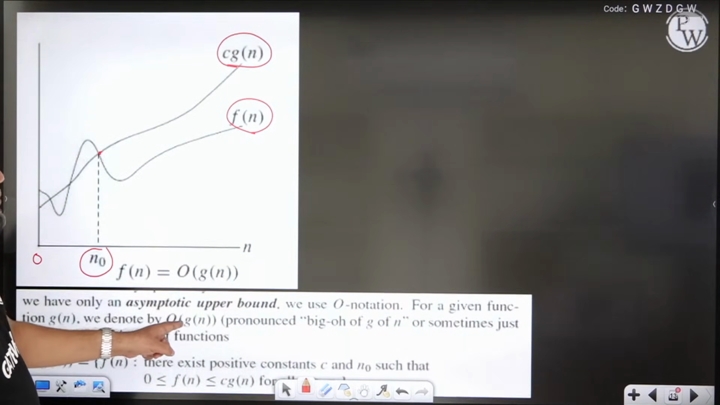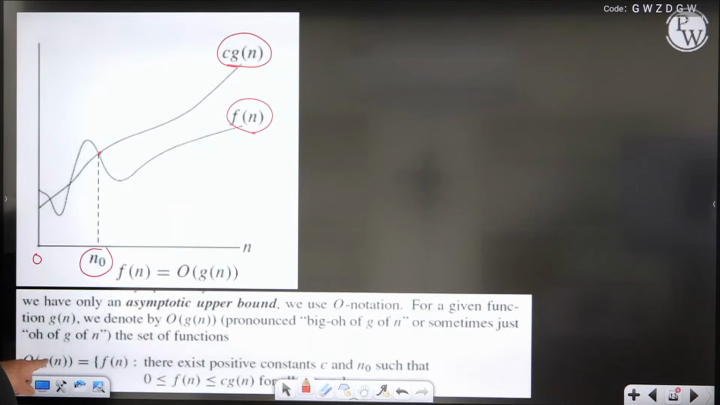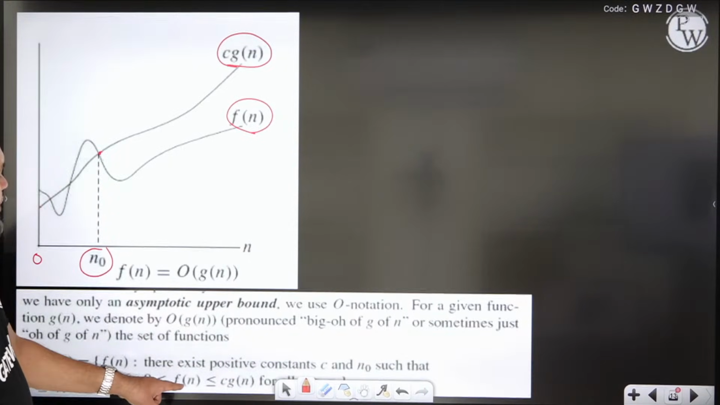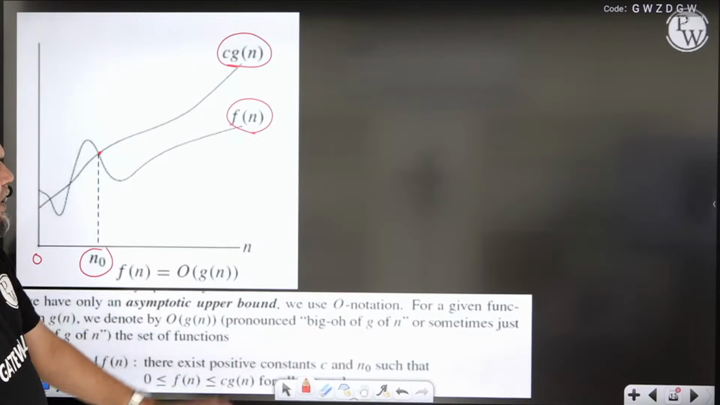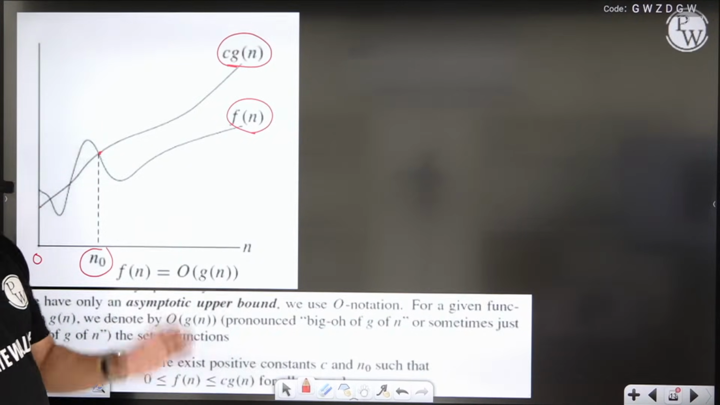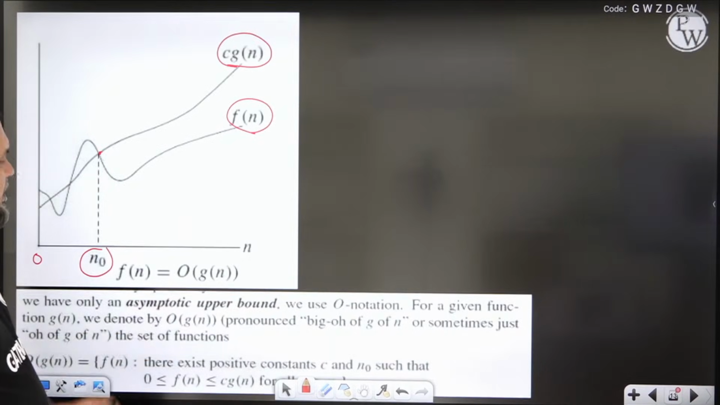और now upper bound, we use big O notation for a given function g of n. We denote by order of g of n. उसका मतलब क्या है, देखिए आप. It is the set of functions जो मैंने अभी बताया. Order of g of n means it is a set of functions such that this inequality is satisfied. F of n, there exists positive constant c and n naught such that f of n is greater than or equal to 0 and less than or equal to c times g of n for all n greater than n naught. This is the meaning. So order of g of n is a set of functions. Remember that always. Which satisfy this condition.